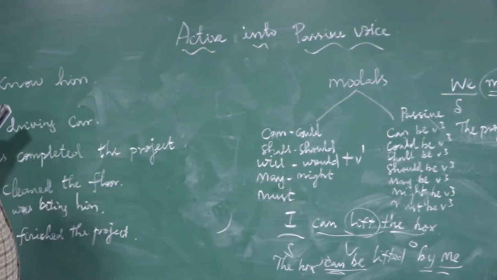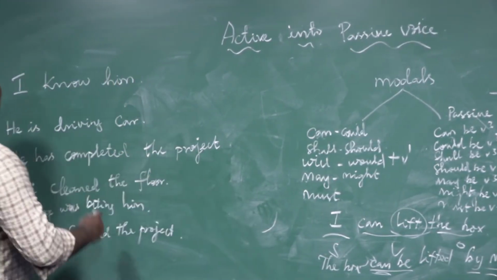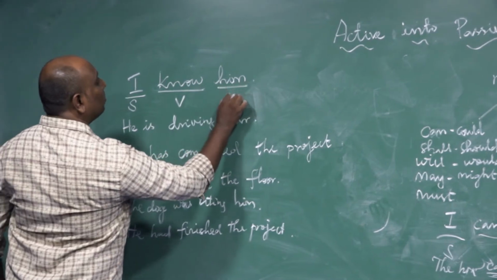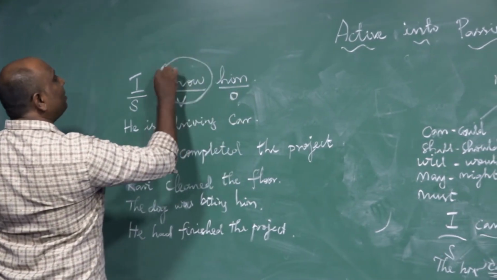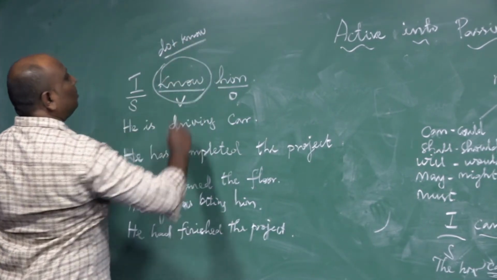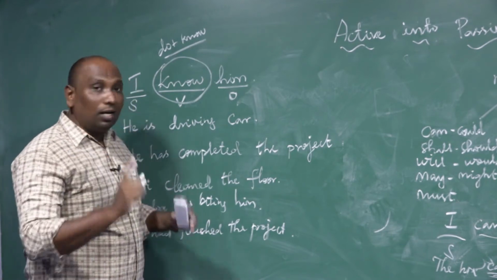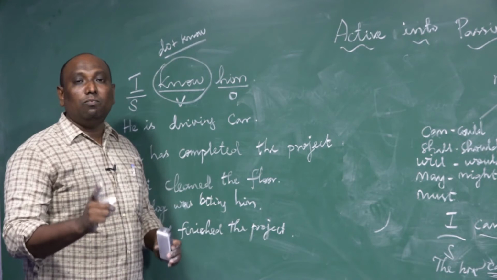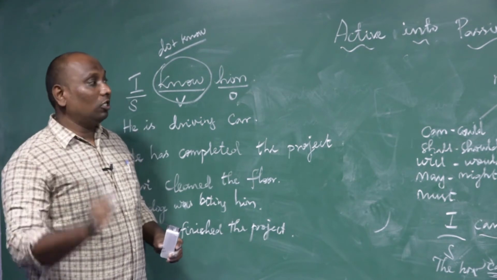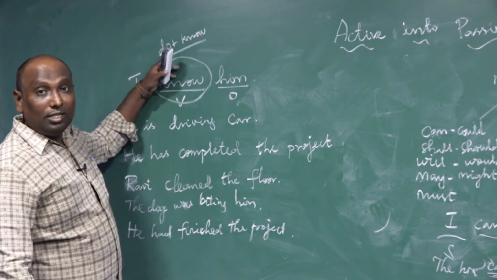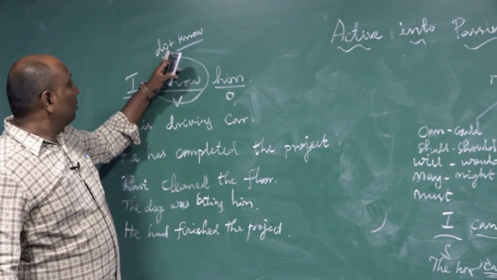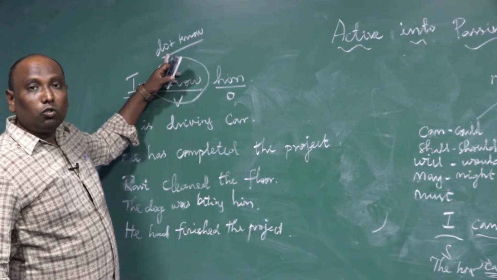Some example sentences I have written here. Let's write out how to write it. So look at this. I is the subject, know is the verb and him is the object. So what is the auxiliary in it? Do. Do plus know. In the beginning I told you very clearly, a sentence cannot be written without an auxiliary verb and main verb. Whatever the tense, you need an auxiliary verb. So what is the auxiliary used in this line? Do auxiliary, which can be found in the active voice, in simple present.